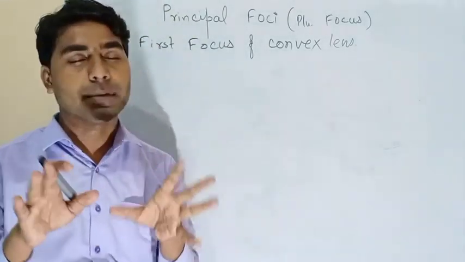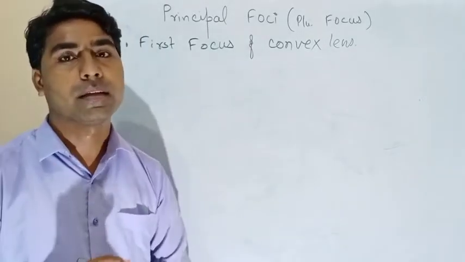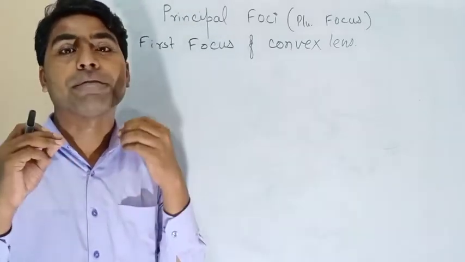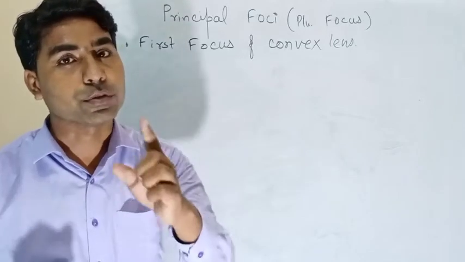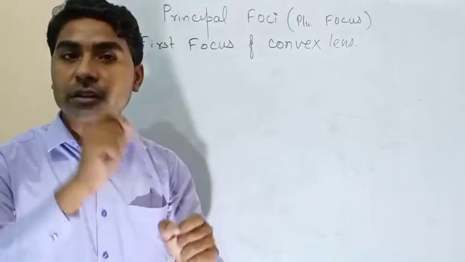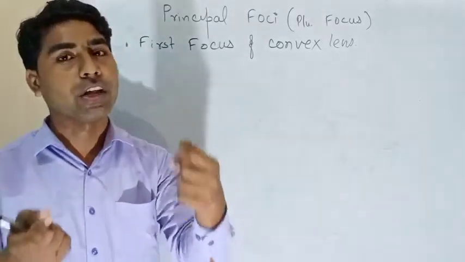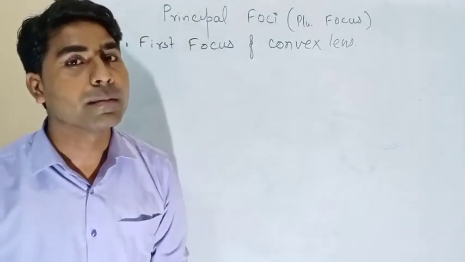It is a point from where, if the ray starts, after refraction through the lens it becomes parallel. So that point will be what? First focus. What I said: it is a point on the principal axis from which, if the light originates and falls on a lens, all the rays become parallel. So that point will be the first focus.